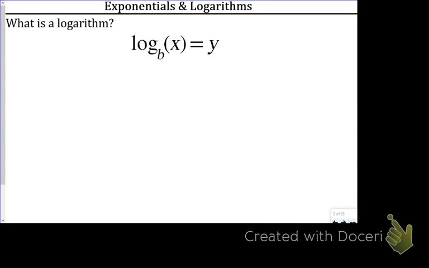A log is a new operation. Like multiplication and division, a log is more similar to that, or maybe more similar to a square root. And it has a base of b. Every log is going to have a base. And then your x is what you're taking the log of, and then equals y, and that's going to be your answer. Logs are a different way of expressing exponents, okay? They're just a special kind of exponent.